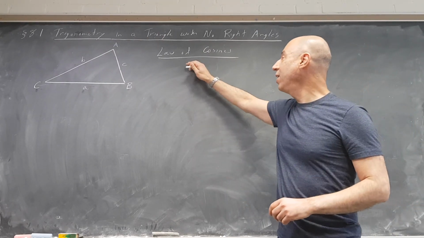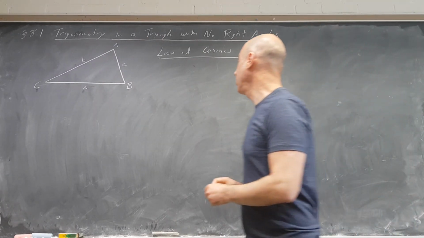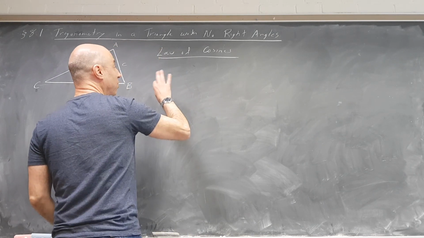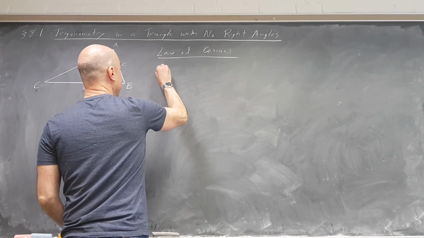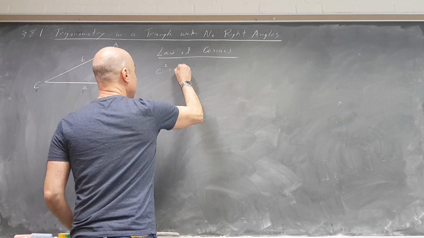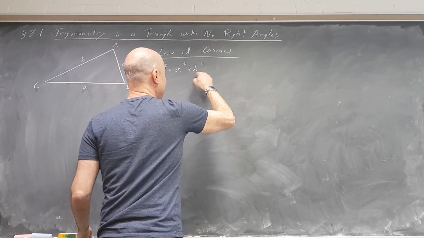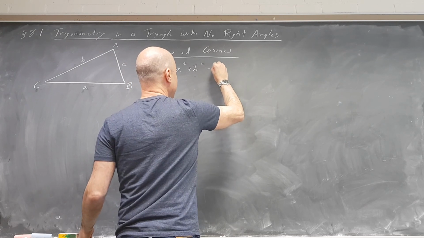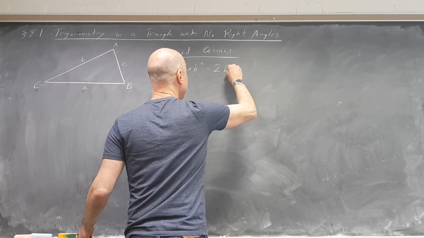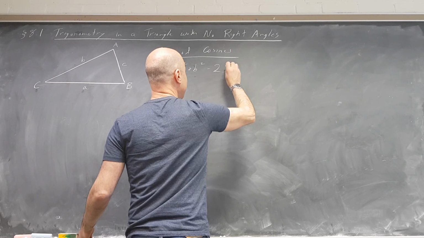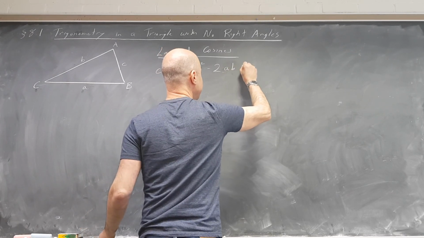So let me go ahead now and write the law of cosines. The law of cosines starts off looking a lot like the Pythagorean theorem. c squared equals a squared plus b squared. So far that's the Pythagorean theorem. Here's where it differs. Minus 2ab cosine C.